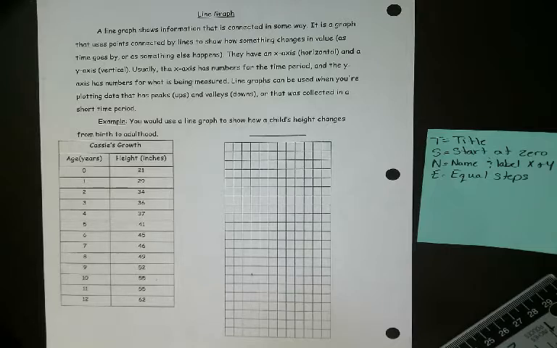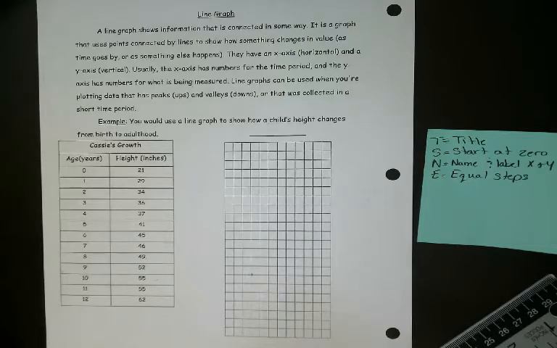This type of graph is a line graph. A line graph shows information that is connected in some way. It is a graph that uses points connected by lines to show how something changes in value as time goes by or as something else happens. So they have an x-axis, a horizontal, and a y-axis, which is vertical. Usually the x-axis has numbers for the time period, and the y-axis has numbers for what is being measured.